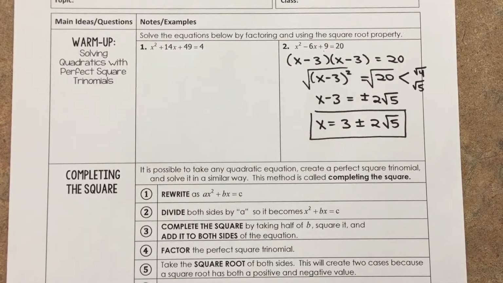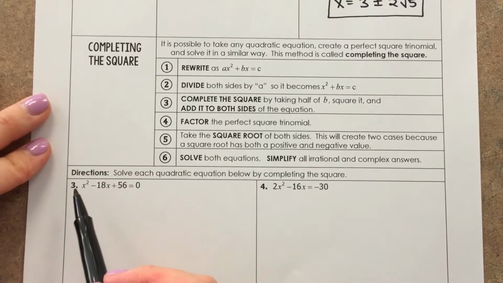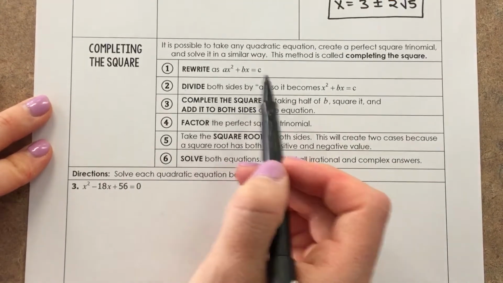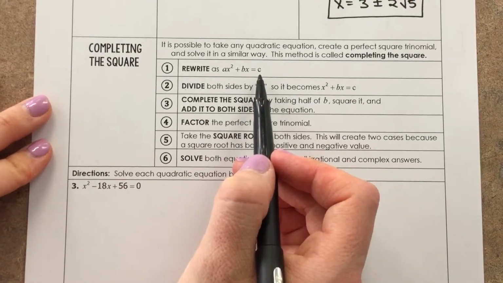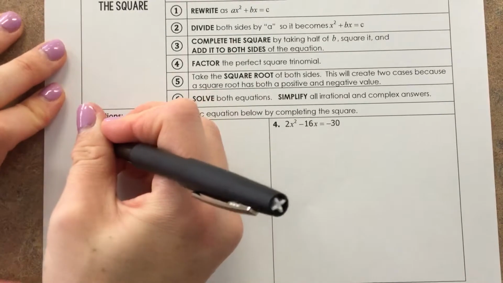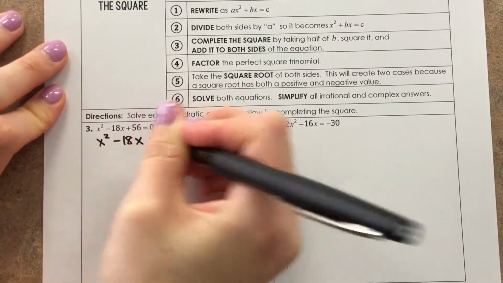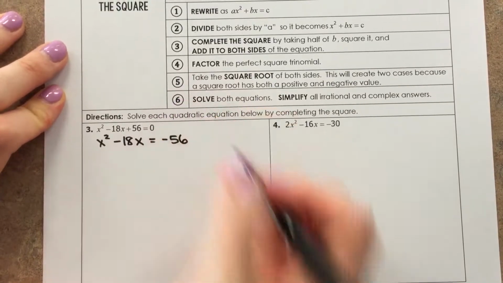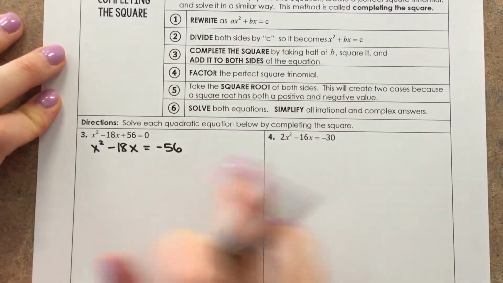So we are going to look at number 3. We've got a long step-by-step process here. I'm going to walk you guys through all the details. So number 3 right here, step number 1 is rewrite with the x squared and the x on the left and then the constant on the right. So here, this constant, the 56, needs to move over. So I will write it as x squared minus 18x, and then I will subtract the 56 from both sides so that I have x squared and x on the left, and then just the constant on the right.